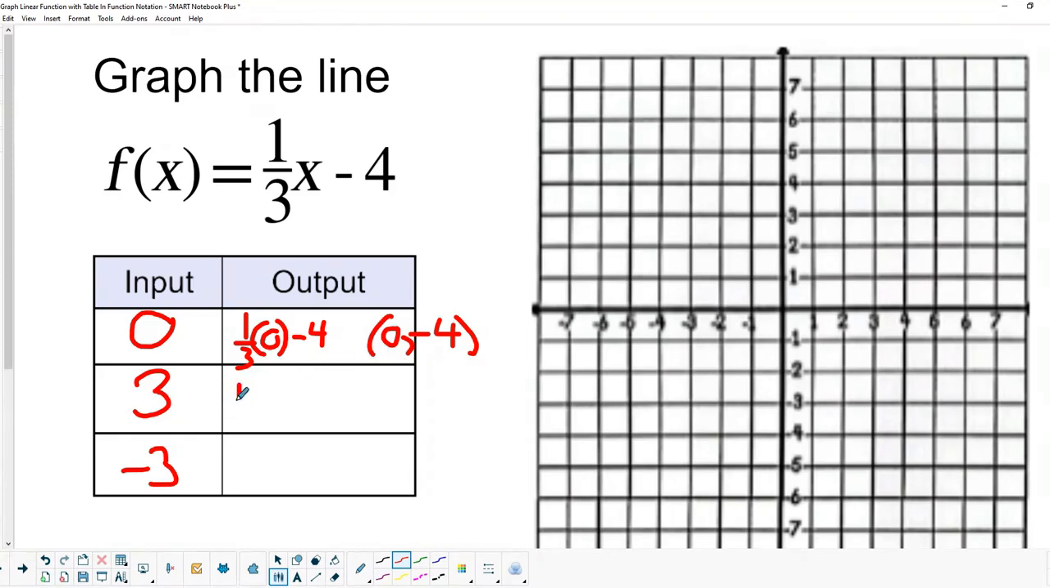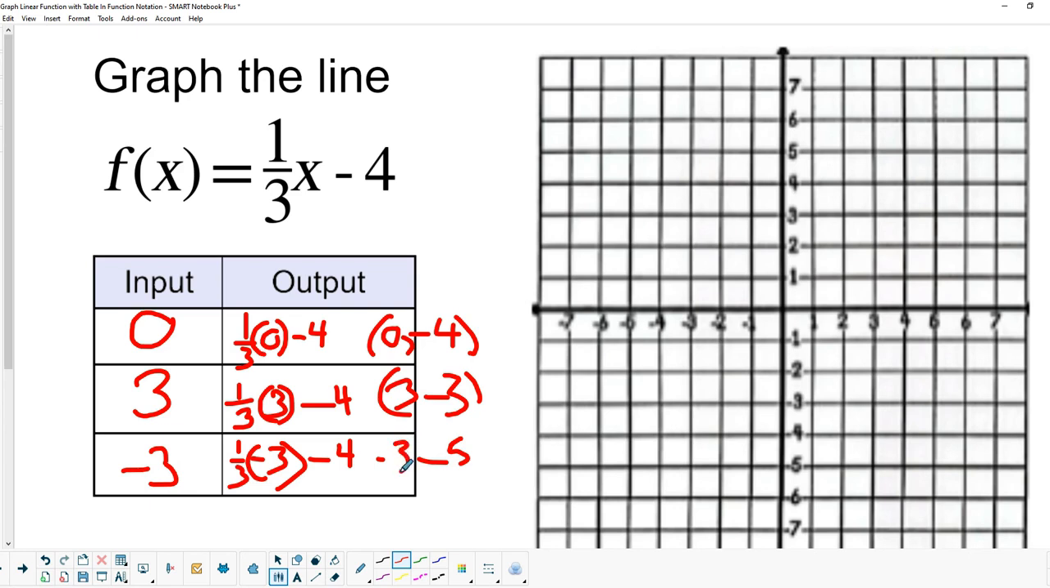Then we've got 1/3 times 3, which would give us the number 1, and 1 minus 4 would be negative 3. So 3 and negative 3. And then 1/3 times negative 3 would be negative 1. And negative 1 minus 4 more would be negative 5. So negative 3 and negative 5.